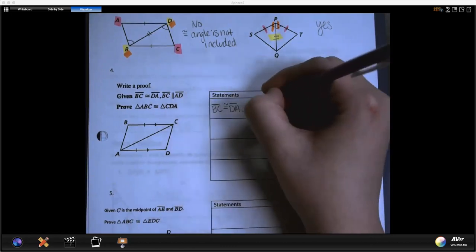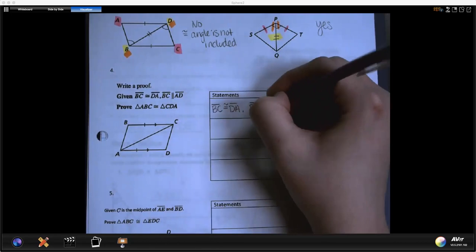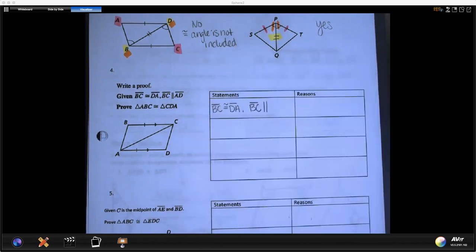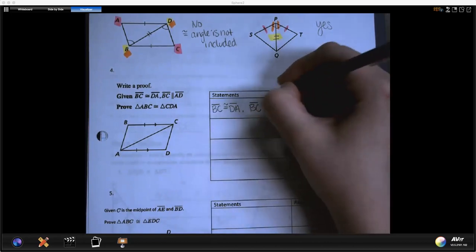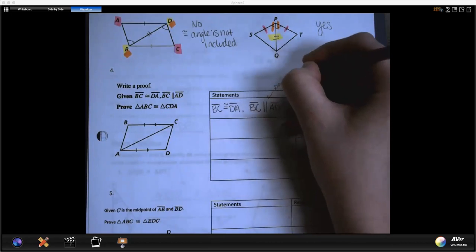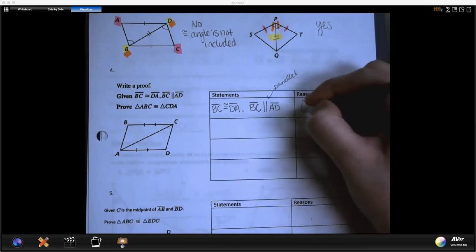And BC is, what does that image mean? What does that little icon mean? Parallel, good. To AD. Parallel. Okay, and what is my reason for my given statement? I heard someone say it very quietly. What is it? Given, yep.